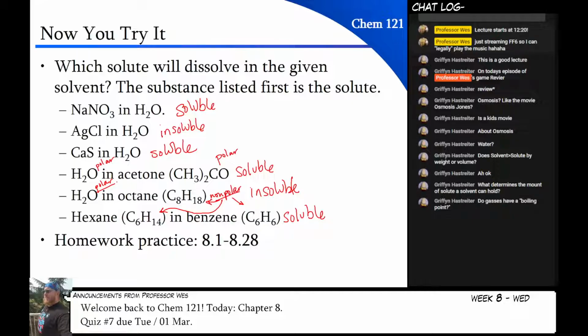So water and octane do not mix together. You get two separate layers. This is why you can't put water in your fuel tank. If you do, your engine just dies because it tries to combust the water. And water is the product of combustion, so it is not going to happen.